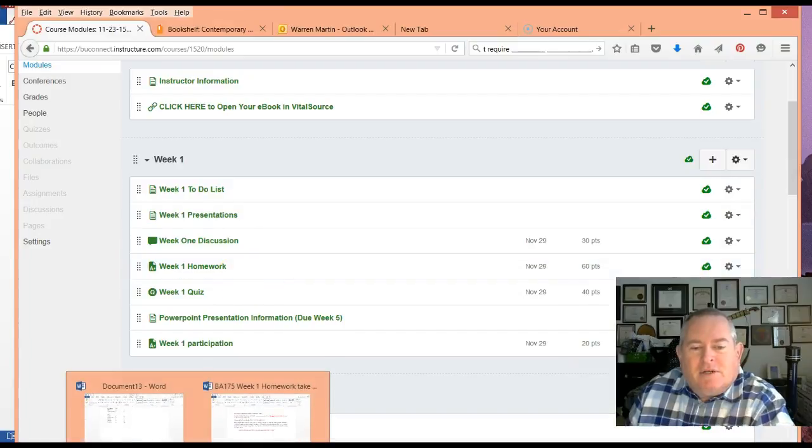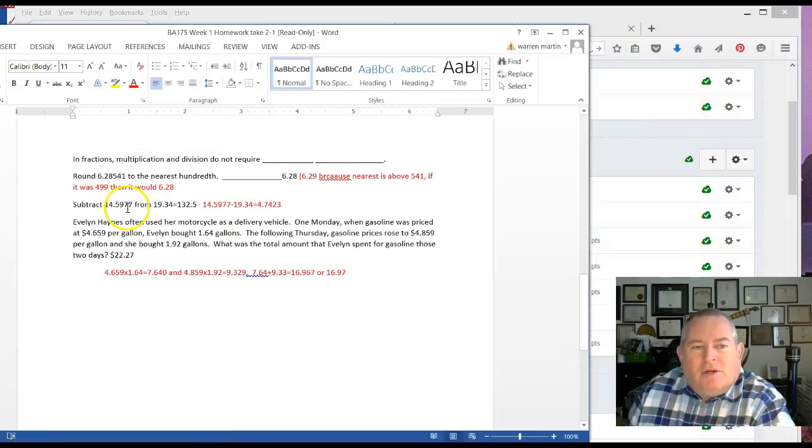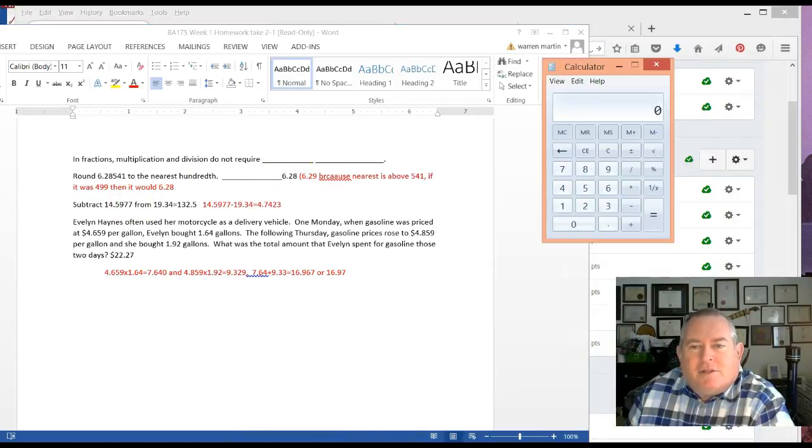Another one was to round to the nearest hundredth, and the correct answer is 6.29, because the 541 is high. 5 is the midpoint. If it's above 5, you go up to the next one. If it was 499, it would go down to the lower one. I hope that makes sense.